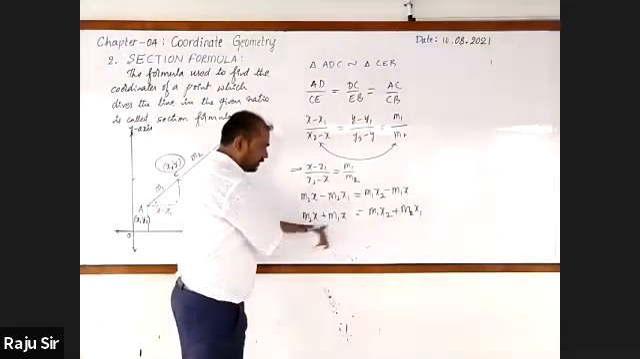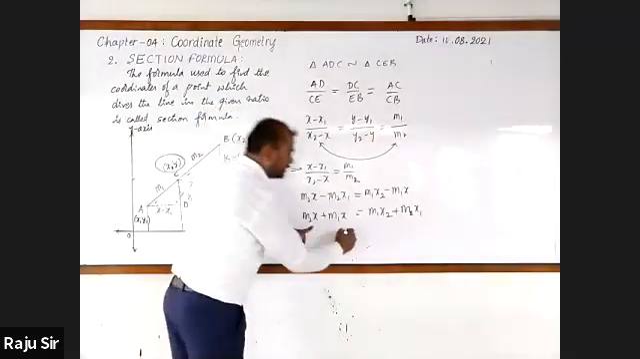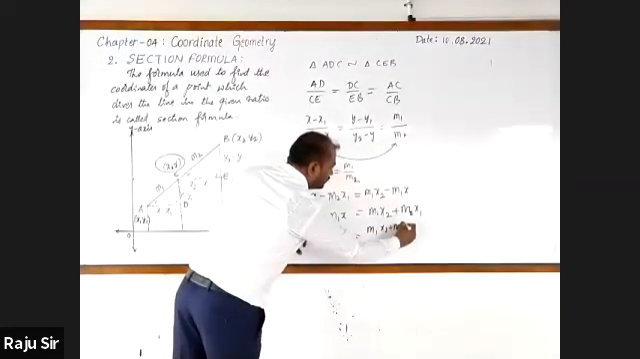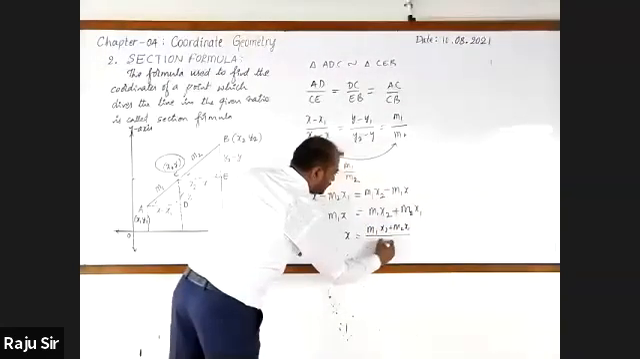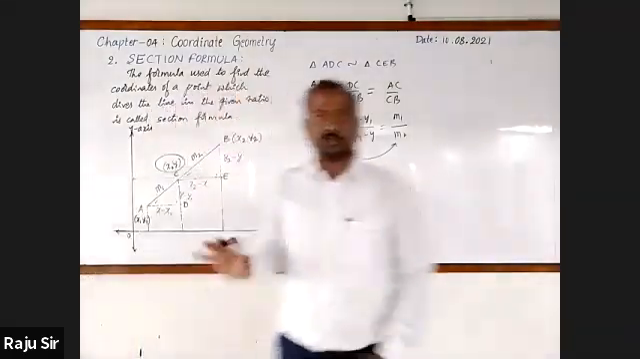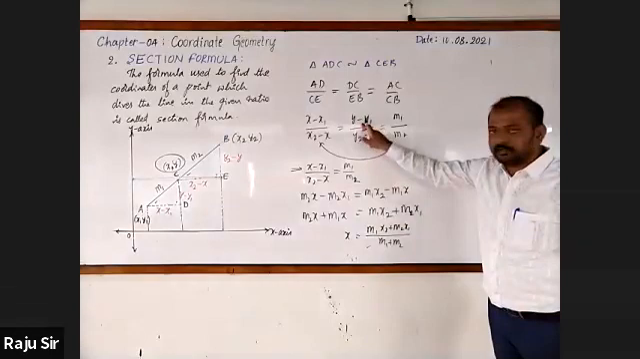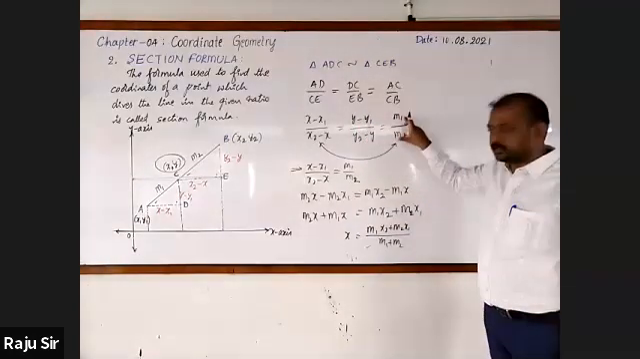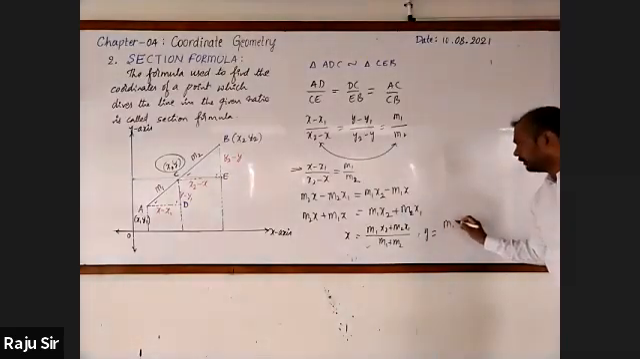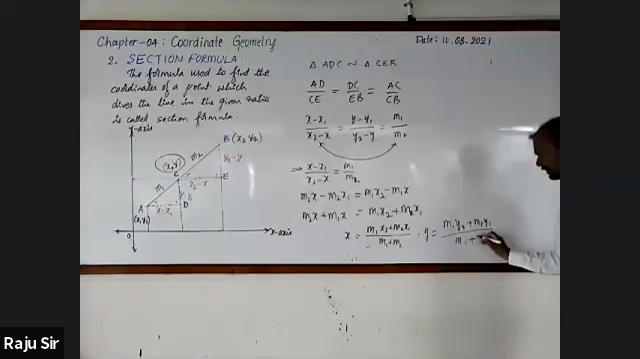Now here, can we take X as a common factor? X common factor, you get M1 plus M2. So X is equal to (M1 X2 plus M2 X1) by (M1 plus M2). Did you all understand? Any doubt? If we equate the second ratio and the third ratio, you will get Y. Y is equal to (M1 Y2 plus M2 Y1) by (M1 plus M2).